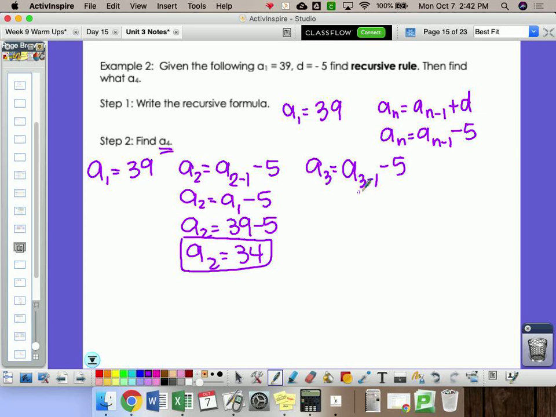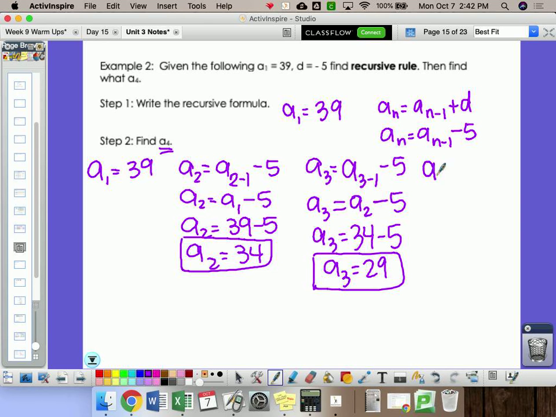So right here I know that that is A sub 2. So I'm going to take that A sub 2 that I just found of 34, and I want to take off 5. So notice I'm doing that previous term each time minus 5, which would give me 29. So my third term is 29.